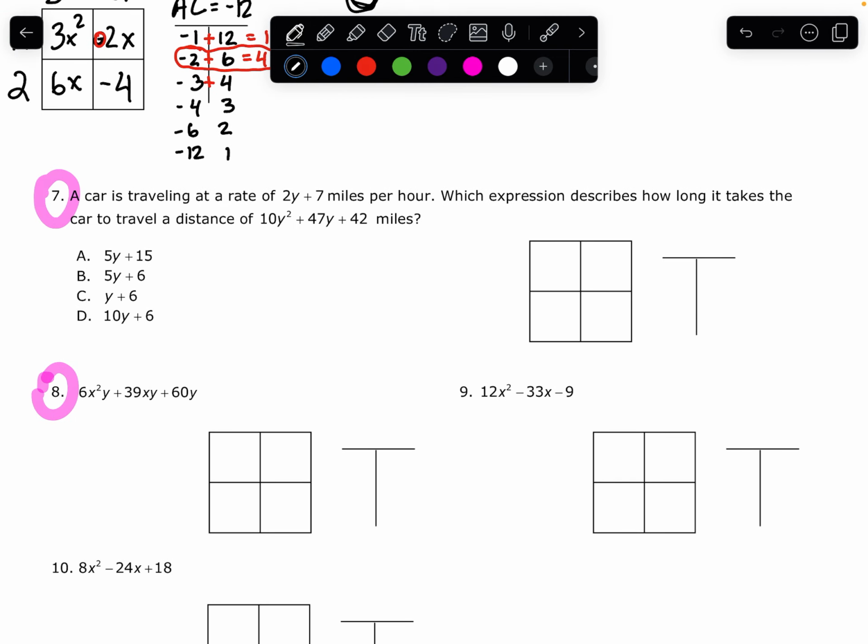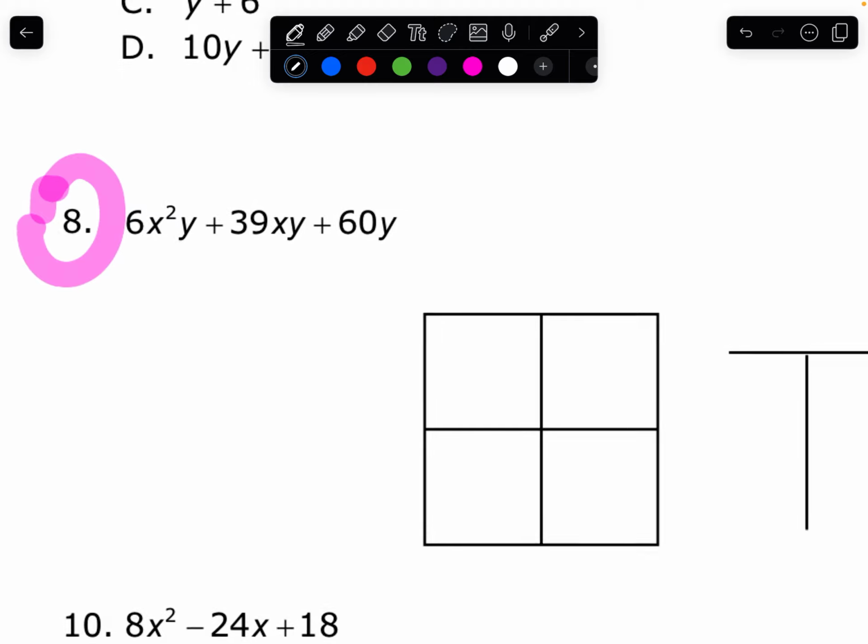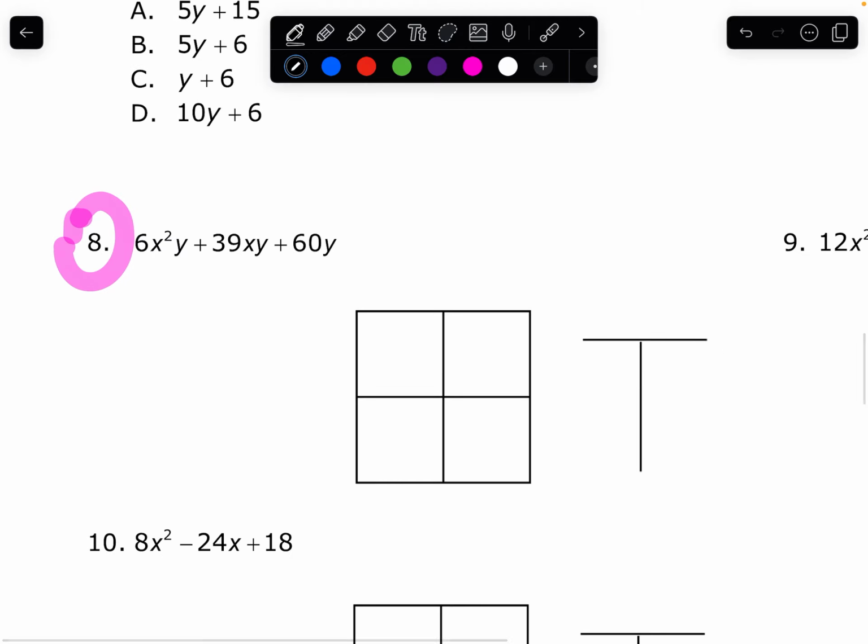I'm going to let you guys try 7. And then number 8 is again another factoring question, just to give you guys some practice. It is 6x squared y plus 39xy plus 60y, right?